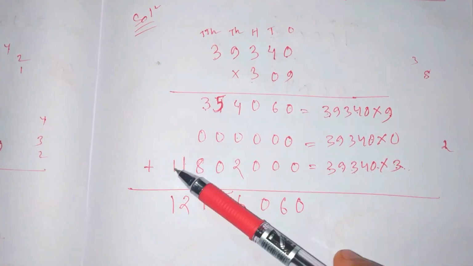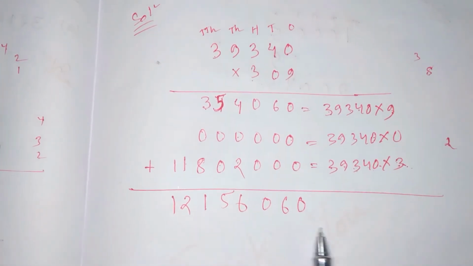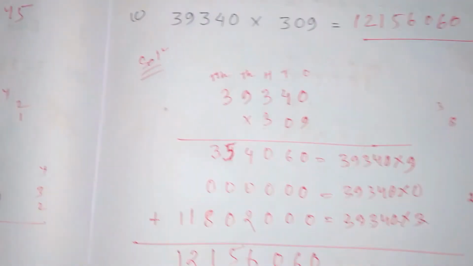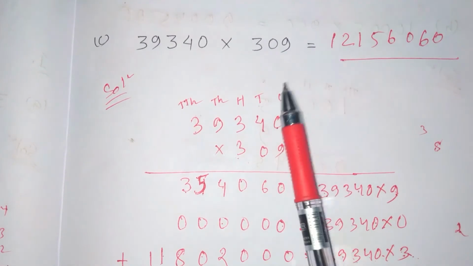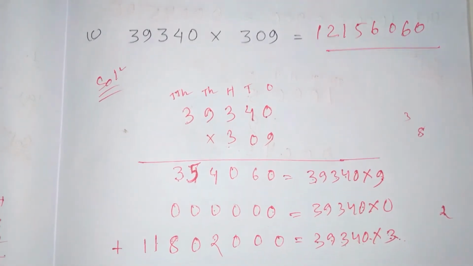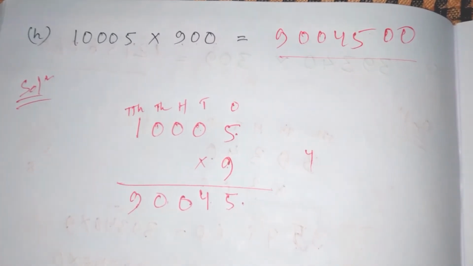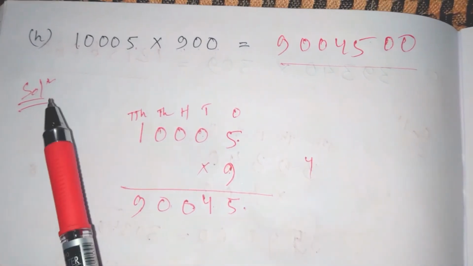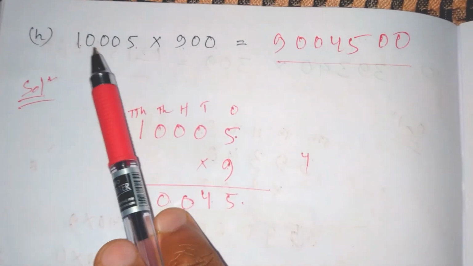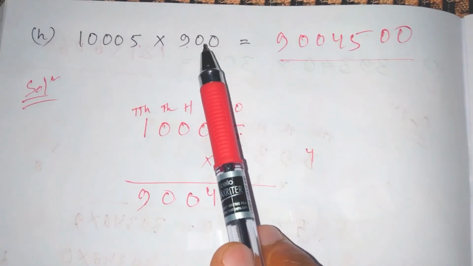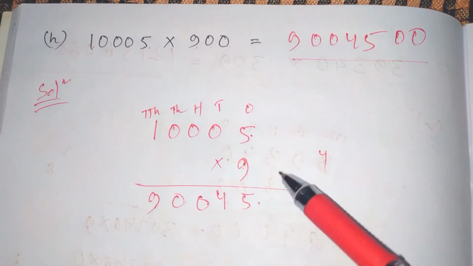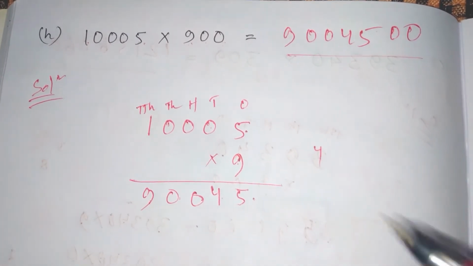That means this is the result, the product that I have got after multiplying 39340 into 309. Okay, so let's see the next one. Students, after doing the first 3 questions, I have come to this question. This is H. Here you have 10005 into 900. This is not exactly similar to the previous one. This is somehow different. You see, you have 900.